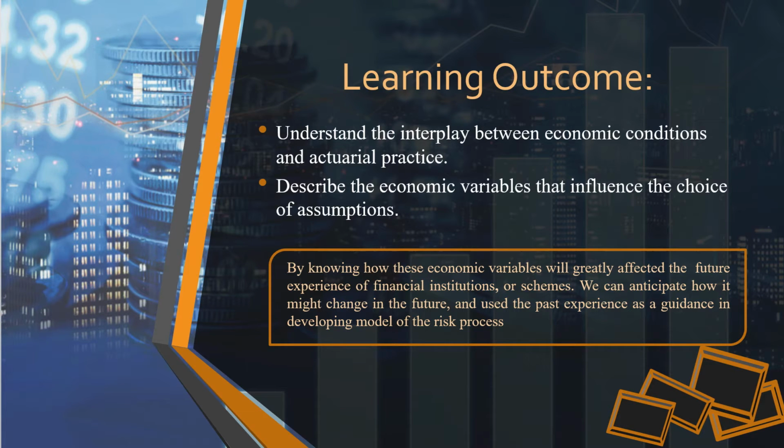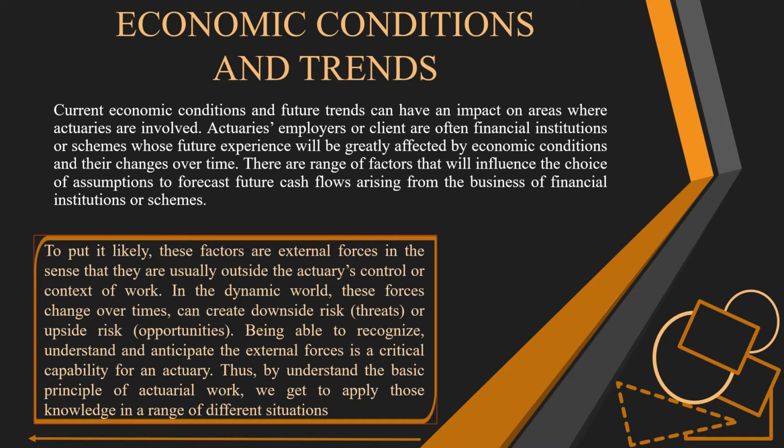Next, the learning outcomes of this subtopic are, firstly, we can understand the interplay between economic conditions and actuarial practices, where some economic activity may directly or indirectly affect the area of actuarial expertise. Secondly, we can briefly describe the economic variables or trends that will influence the choice of assumptions. By knowing how these economic variables will greatly affect the future experience of financial institutions or schemes, we can anticipate how it might change in the future, and use past experience as guidance in developing a model of the risk process.